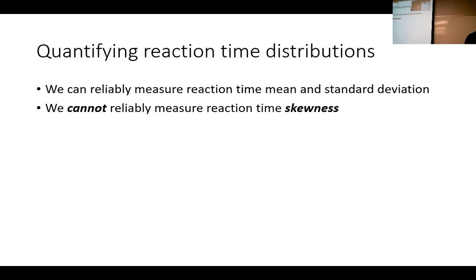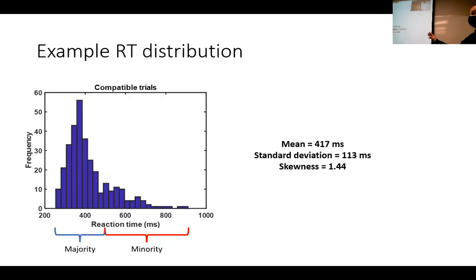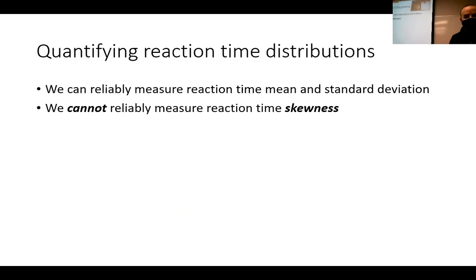Okay, so the challenge with measuring mean, standard deviation, and skewness is skewness. We can reliably measure reaction time and standard deviation. We can do that with 10, 20 trials easily. We cannot reliably measure skewness. And to measure skewness reliably requires thousands of trials, and participants don't typically want to do thousands of trials.